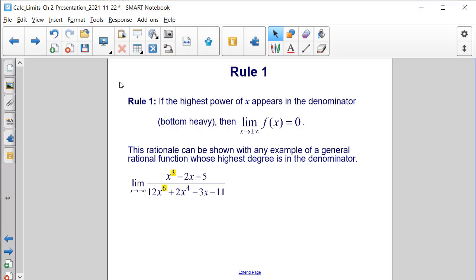Rule 1. If the highest power of x of a rational function appears in the denominator, or is bottom-heavy, then the limit of f of x as x approaches positive or negative infinity is equal to 0. This rationale can be shown with any example of a general rational function whose highest degree is in the denominator. For example, the limit of the quantity x cubed minus 2x plus 5 all divided by 12x to the 6th plus 2x to the 4th minus 3x minus 11 as x approaches negative infinity.